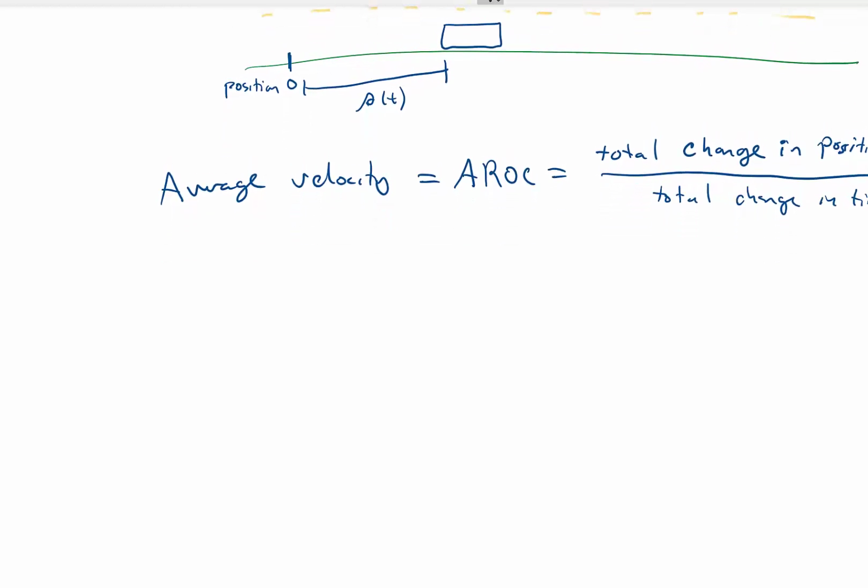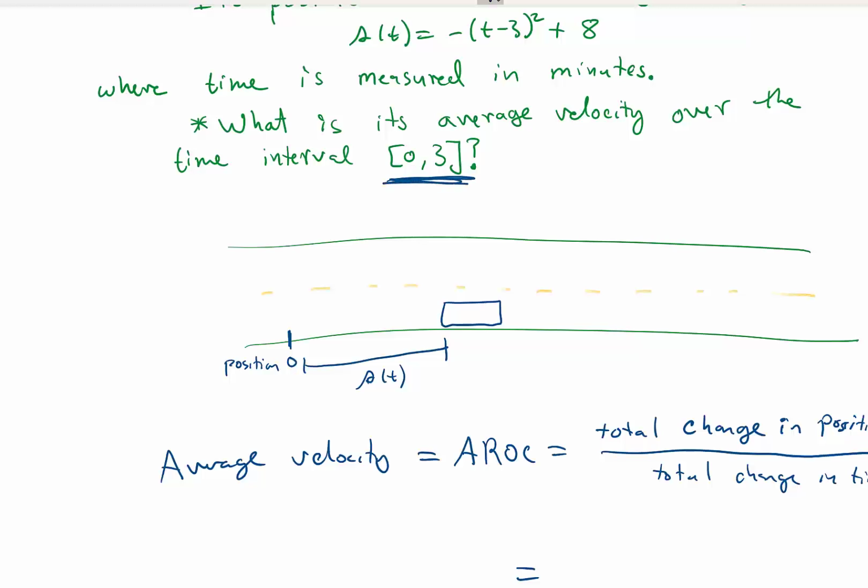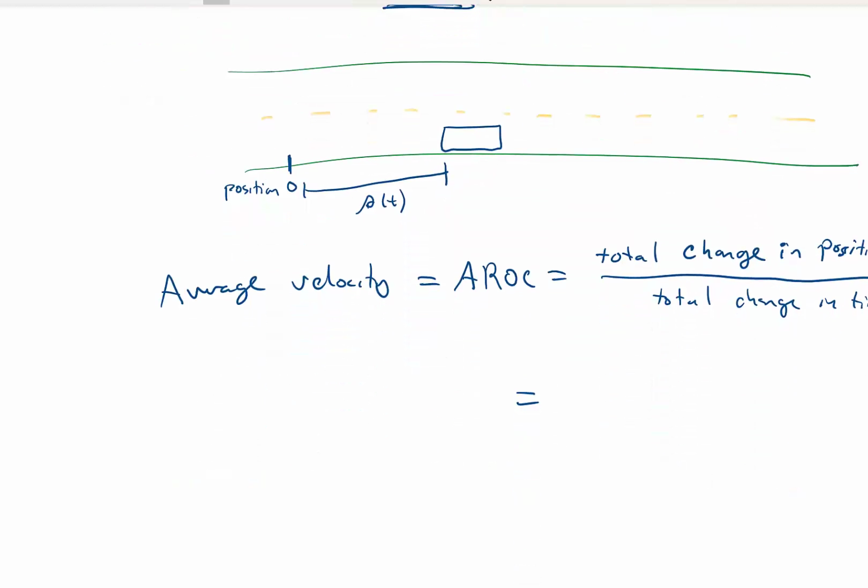And so the change in position is, well, where did the car end up at the end of the time interval? Well, the time interval is from 0 to 3. So where was the car at time 3? How far from the reference point? It was at position s of 3, whatever that number is when you plug in 3. And then at time 0, it was at position s of 0, wherever it started.